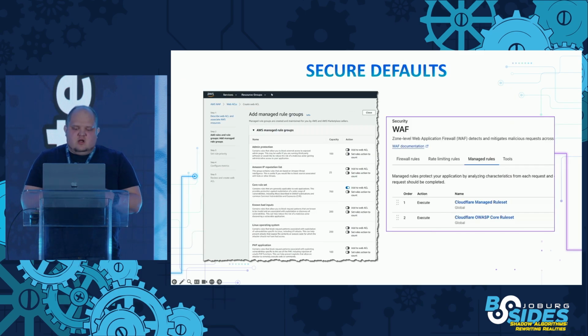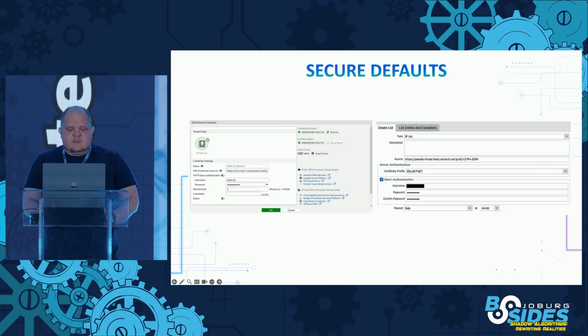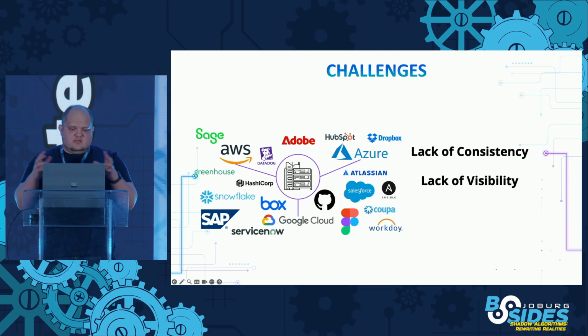A lot of these vendors will have out-of-the-box rules and policies that you can use to enable the securing of your environment. And these rule sets are often tied into third-party threat feeds. A lot of perimeter vendors also allow you to import external threat feeds into these devices. However, when you start looking at the big picture, the challenge that you have is that you land up with a lack of consistency and visibility across your environment.